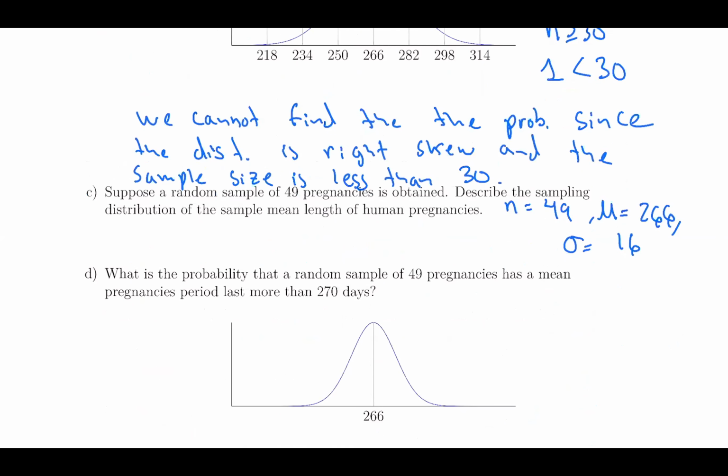All right. So we want to describe the sampling distribution. So we want to say what mu of x bar is. Mu of x bar is equal to 266. What about sigma of x bar? Sigma of x bar will equal sigma, which is 16, divided by the square root of 49. So 16 divided by the square root of 49 is 2.29.